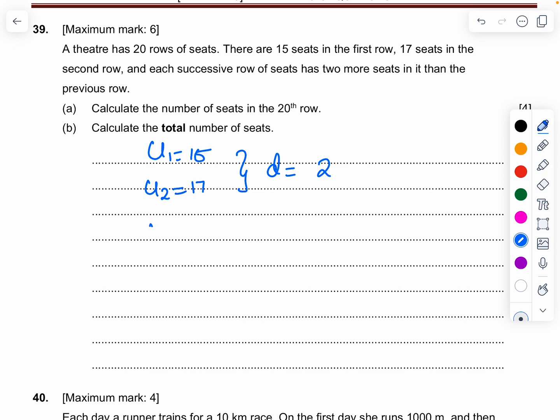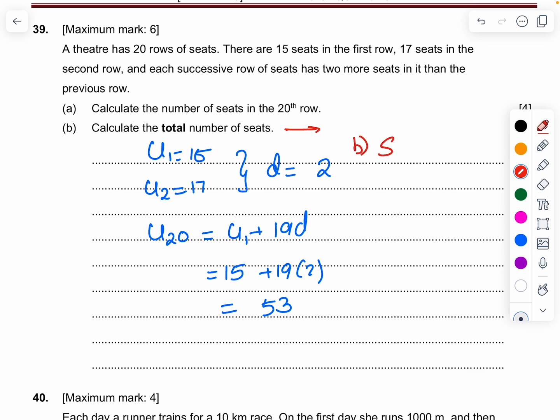Calculate the number of seats in the 20th row. So U20 is U1 plus 19D. U1 is 15 plus 19 times D, which is nothing but how much? 53.